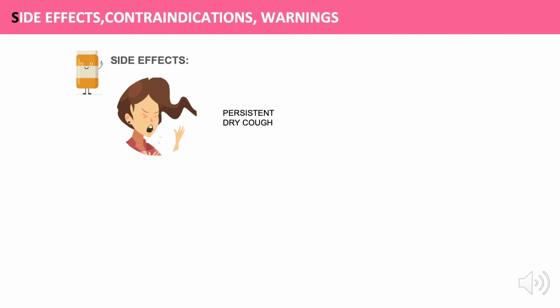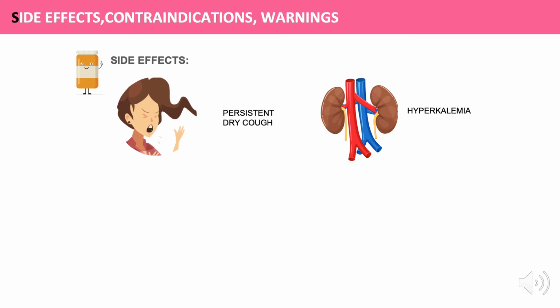Now, this dry cough does not go away with a cough syrup. It does not go away with cough drops. The patient is actually going to have to stop this medication and start another medication, because there's no other way of stopping the side effect other than stopping the drug. Another side effect that this drug class will cause is hyperkalemia.